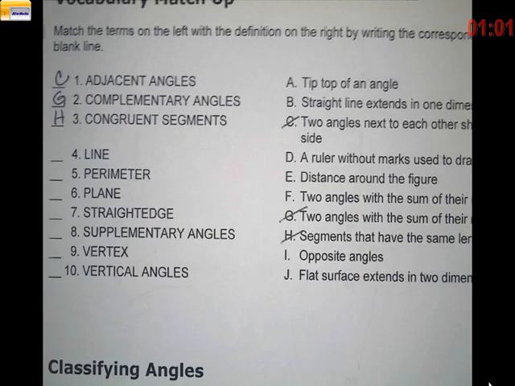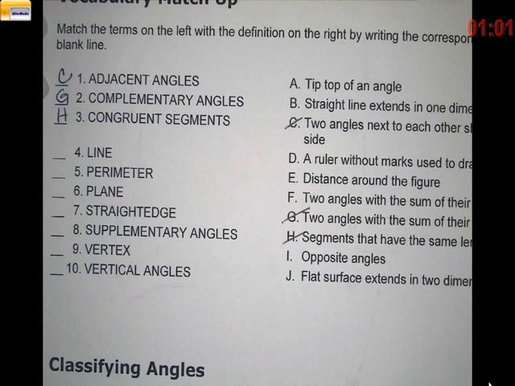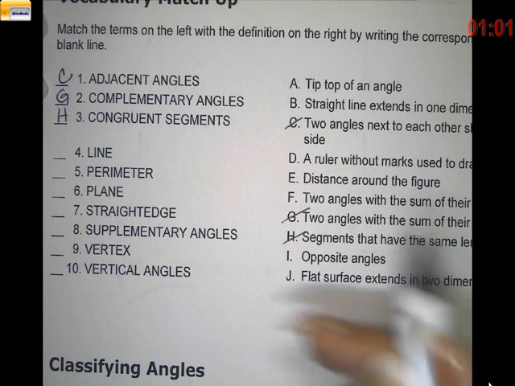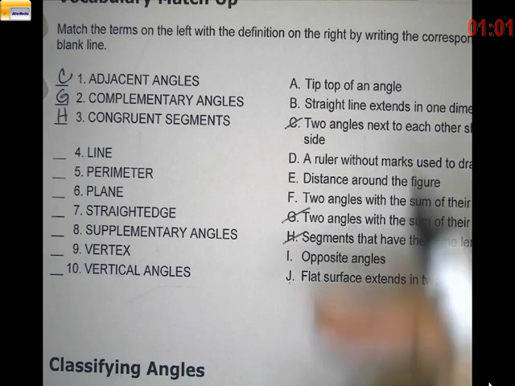Okay, where's the line at? B says a straight line that extends in one dimension. For number 4? You thought it was J? No, a flat surface. Isn't it a plane? J should be the plane. But what did you say, James? B? Mm-hmm.